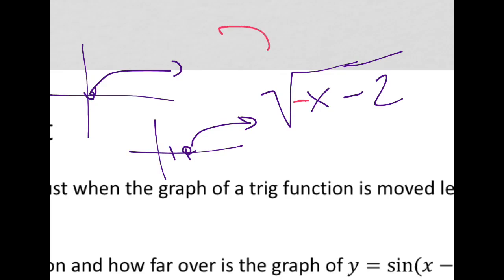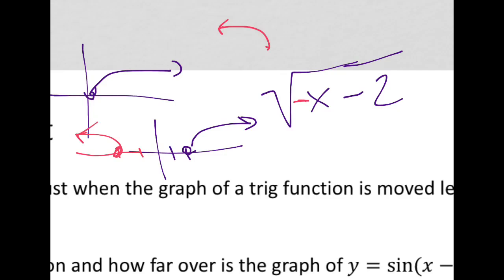it not only makes that square root open that way, it's also going to change that -2. Instead of moving it to the right, it actually moves it to the left. So I get 1, 2 like that, and then my graph opens like that. And why does it do that?